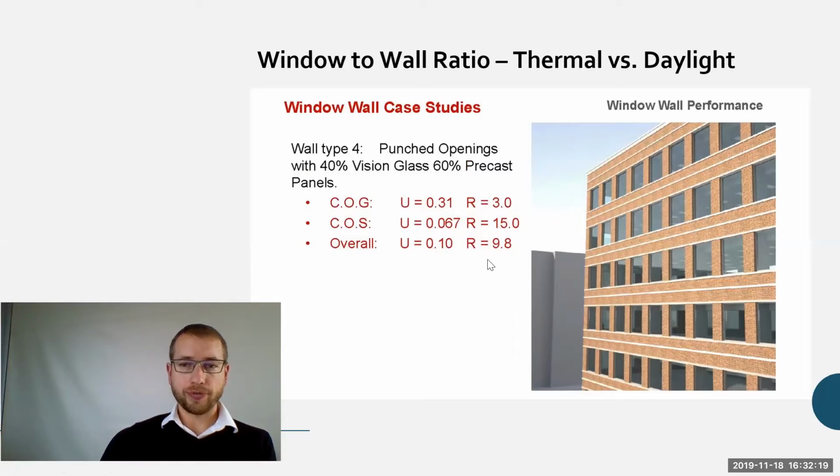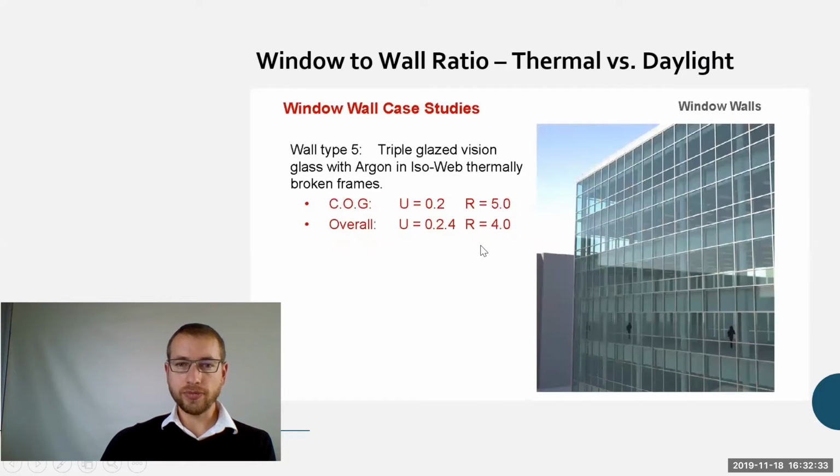If we add even more spandrels around the windows, basically encase them a little bit more, we're still just achieving an overall R of 9.8. And if we look at doing the very fancy triple paned windows, which are very expensive, even this only gets us to an R value of 4 through the thermal envelope.